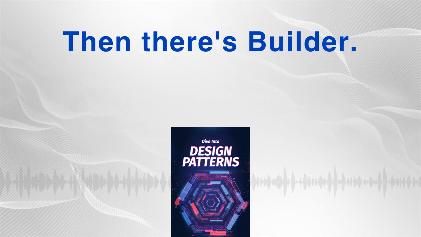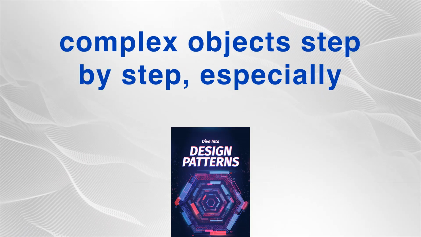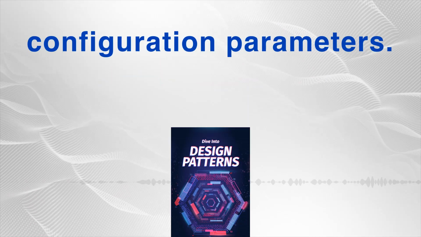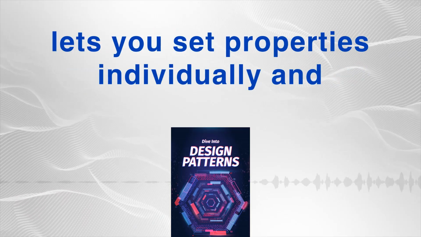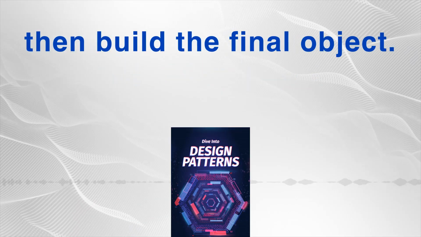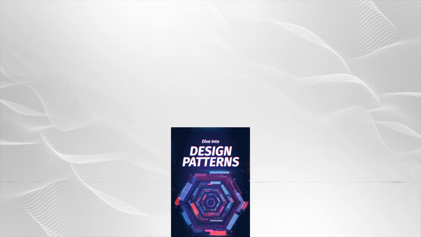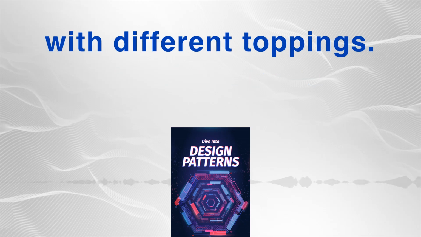Precisely. Then there's Builder. This one is great for constructing complex objects step by step, especially if the object has many optional configuration parameters. Instead of having a massive constructor with tons of arguments, the Builder lets you set properties individually and then build the final object. It separates construction from representation. Useful for things like complex configuration objects or, say, building a pizza with different toppings.